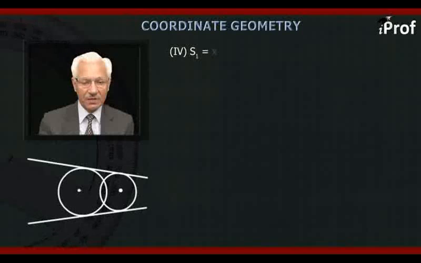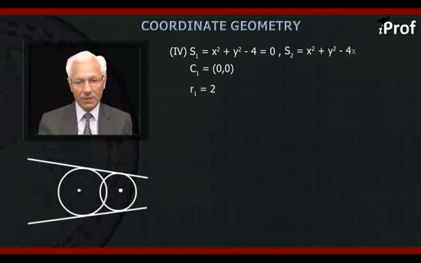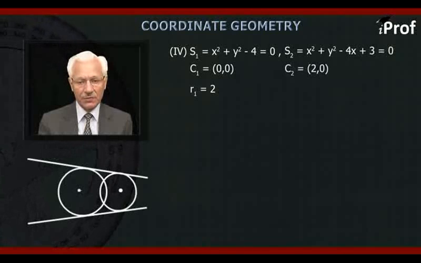Now, question number 4. S1 is represented by x square plus y square minus 4 equal to 0. Center C1 is 0, 0. R1 is equal to 2. And for circle S2, x square plus y square minus 4x plus 3 equal to 0. Center C2 is 2, 0. And radius is R2 equal to square root of 4 minus 3, which is 1.